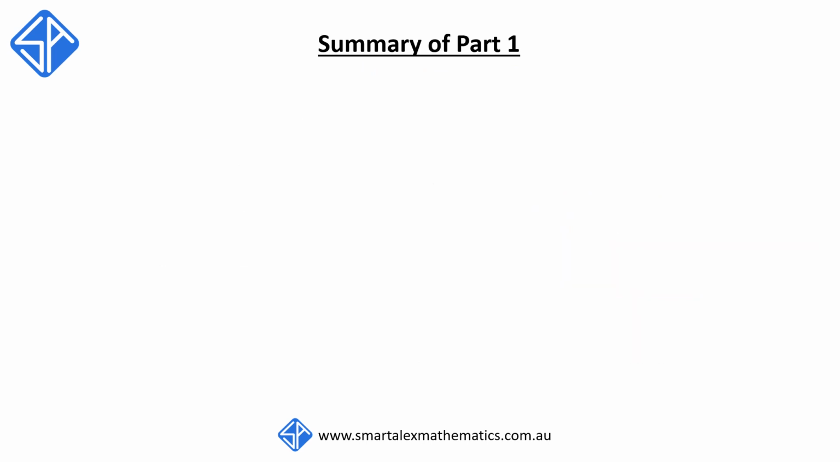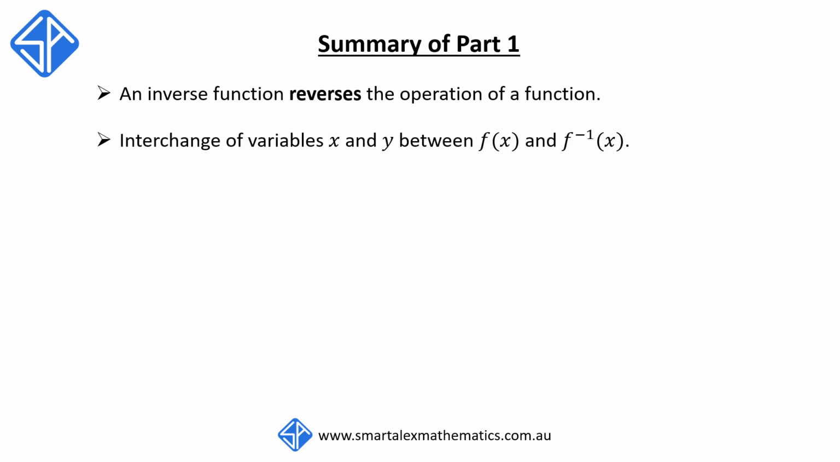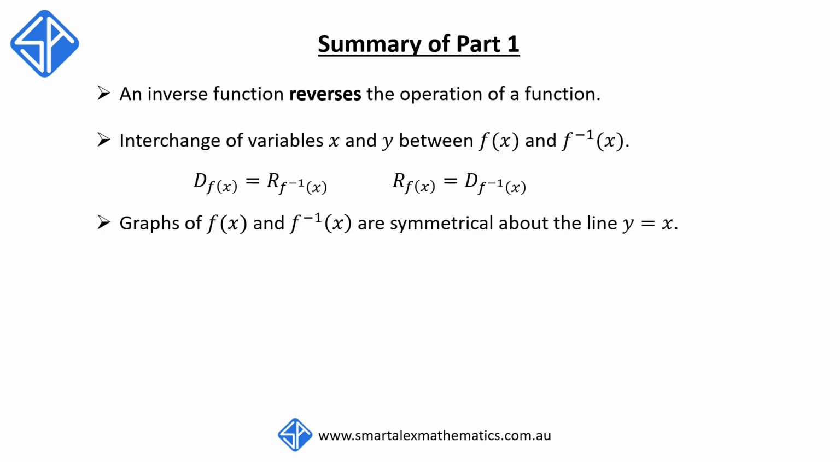Here's a summary of what we've learned so far. Firstly, an inverse function basically reverses the operation of a function. Second, there is an interchange of variables x and y between f of x and its inverse f to the negative 1 of x. This means that the domain of one will be equal to the range of the other, and the range of one will be equal to the domain of the other. And lastly, if we were to look at the graphs of f of x and its inverse, we're going to notice that both of these graphs are symmetrical about the line y is equal to x.